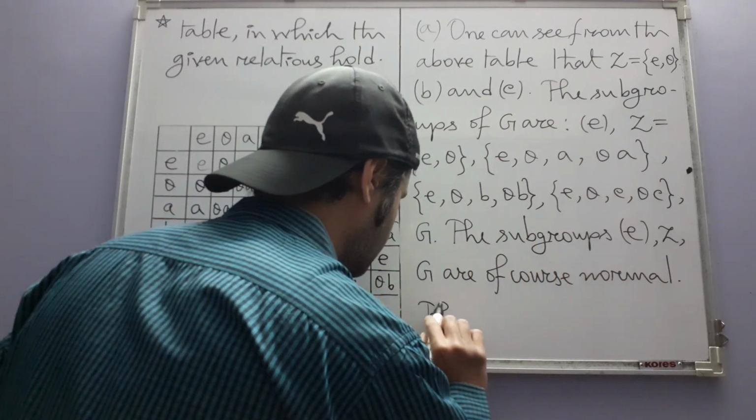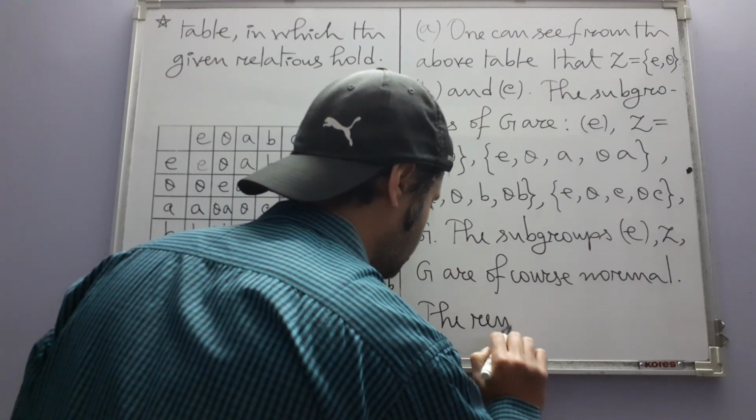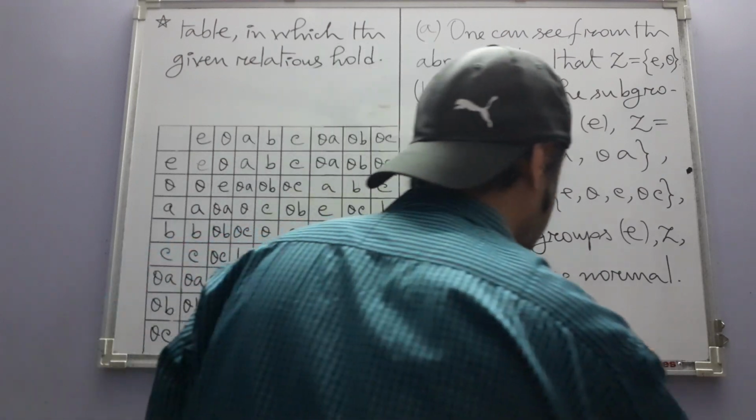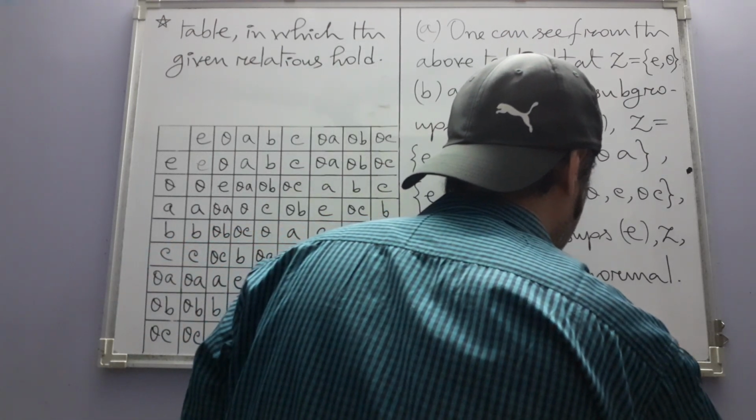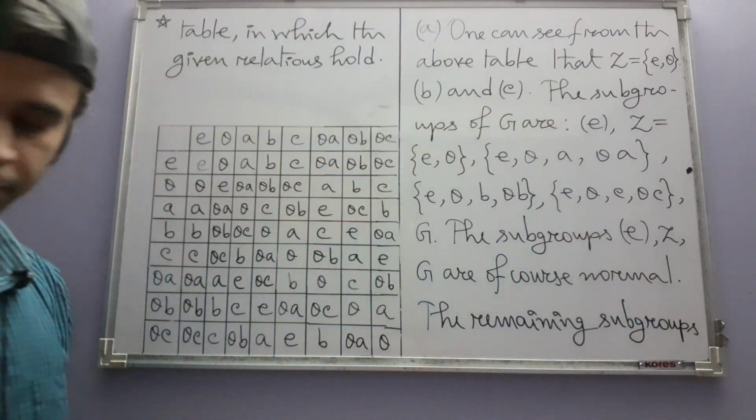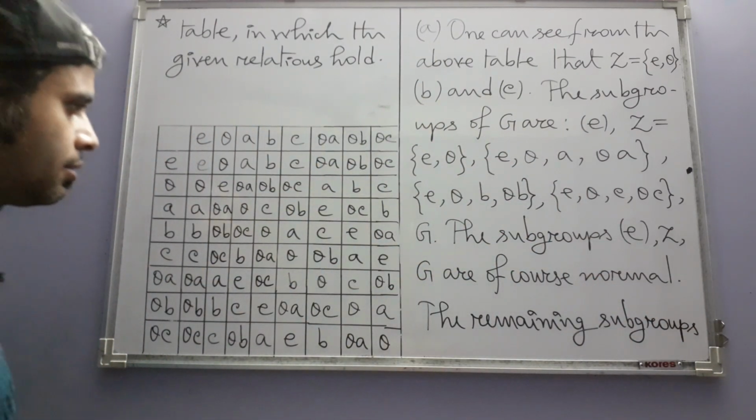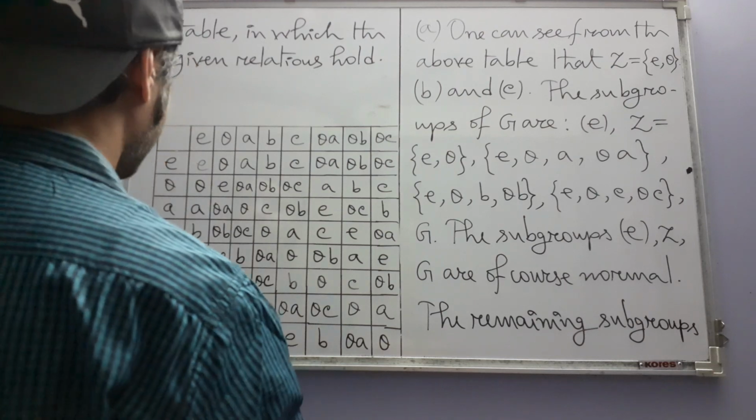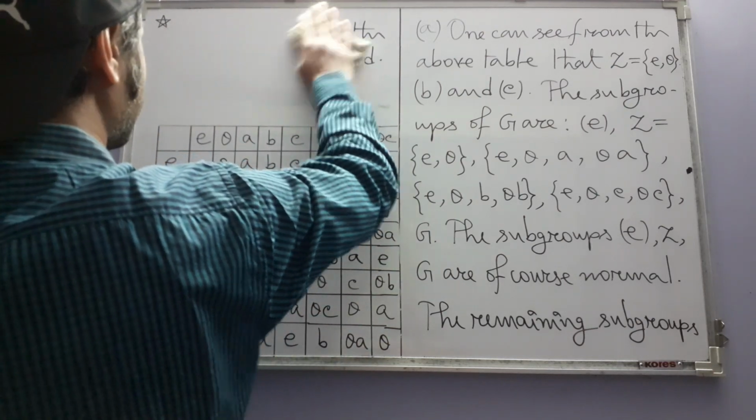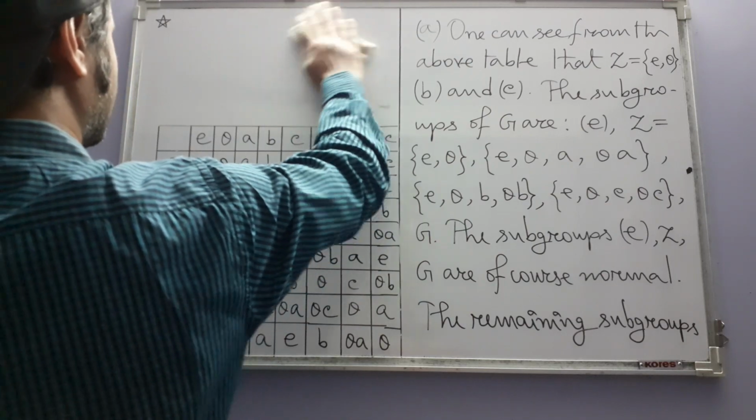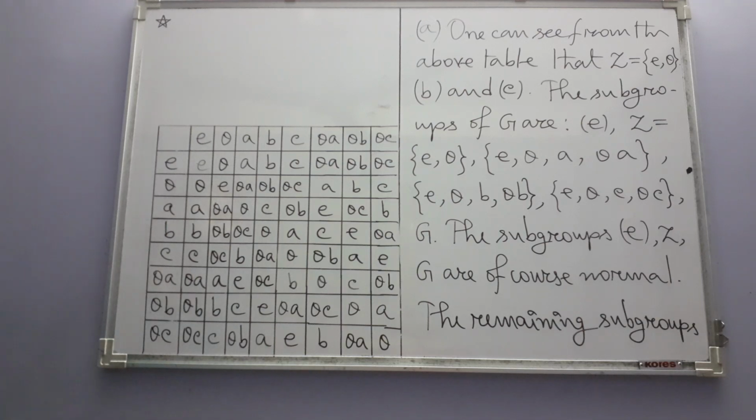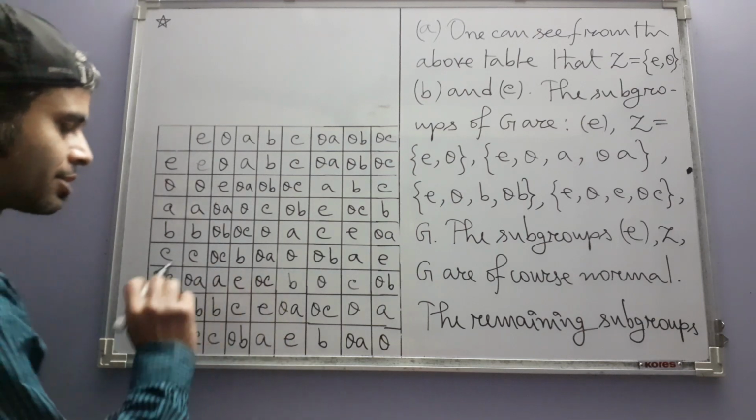The remaining subgroups are... I was going to do something very bad just now. I was going to do this. We would have lost everything.